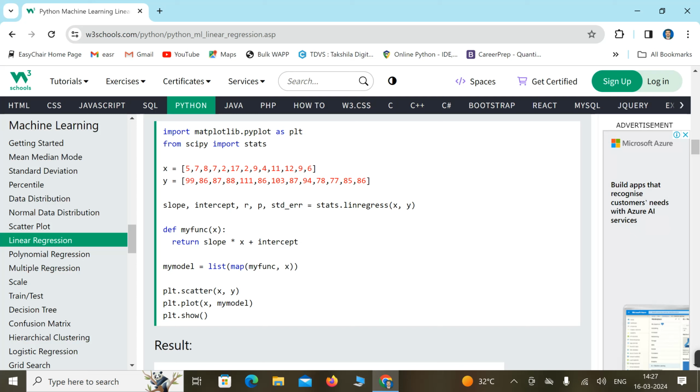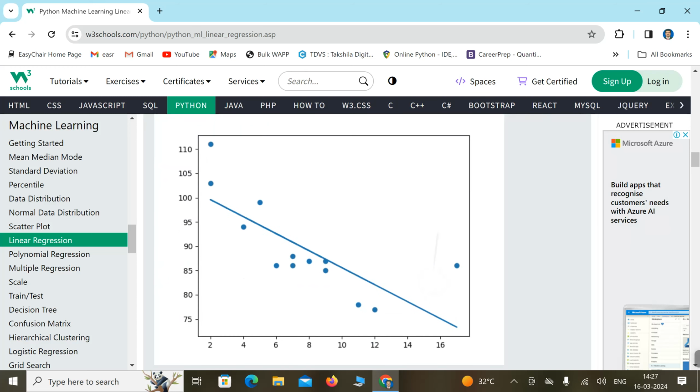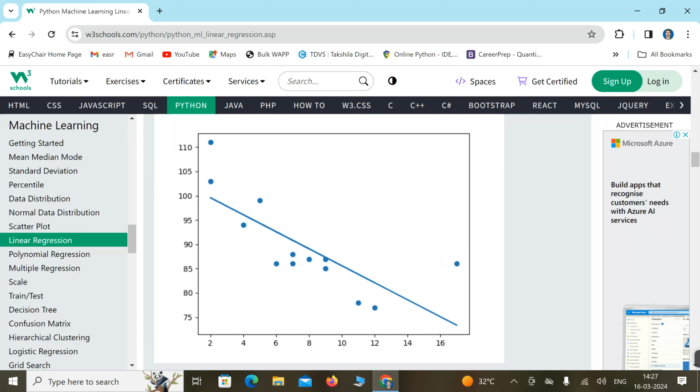Then I will draw the points. Then I will draw the line. To draw the line, x is required. And another is a function, my model, which is a list, is required. So the resultant will be the scatter plots as well as the line. This is how a linear regression program runs.